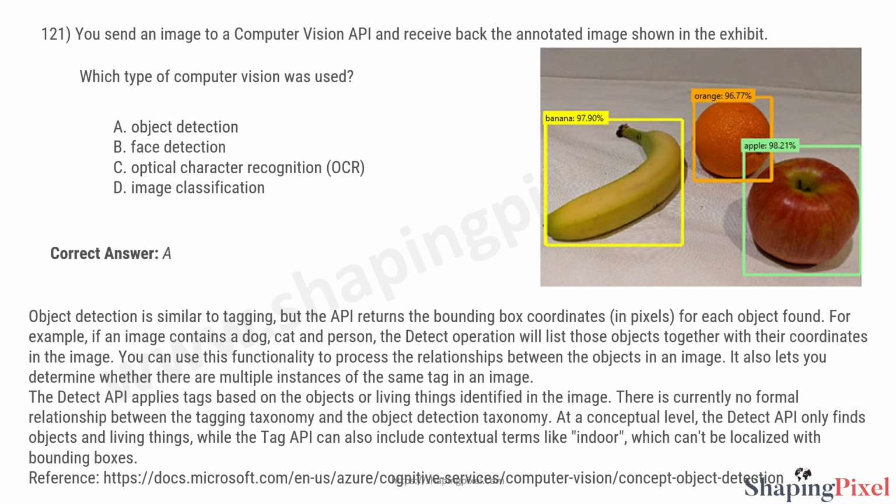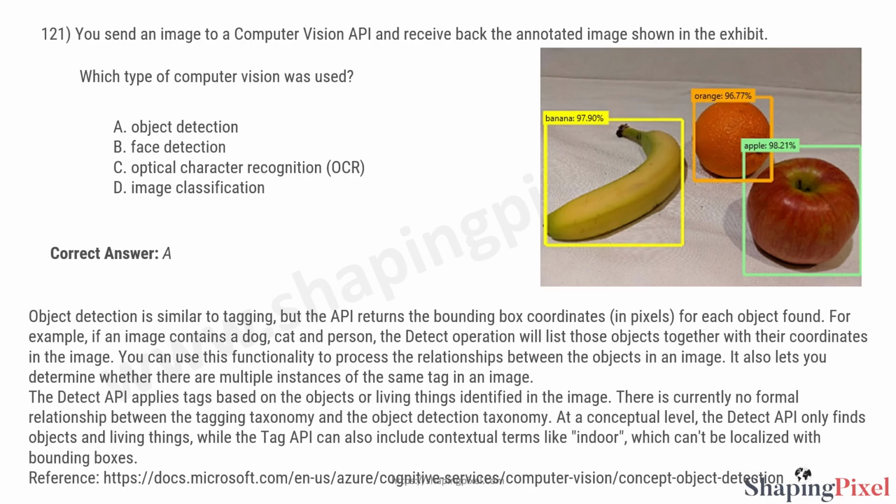Object detection is similar to tagging, but the API returns the bounding box coordinates for each object found. For example, if an image contains a dog, cat, and a person, the detect operation will list those objects together with their coordinates in the image. You can use this functionality to process the relationships between the objects in an image. It also lets you determine whether there are multiple instances of the same tag in an image.